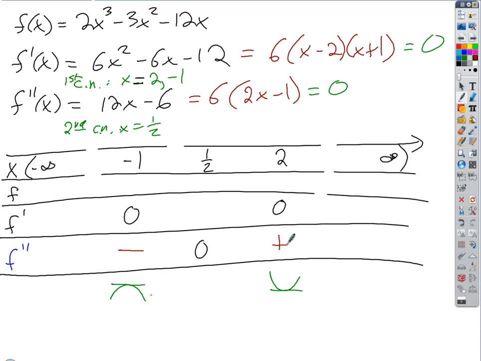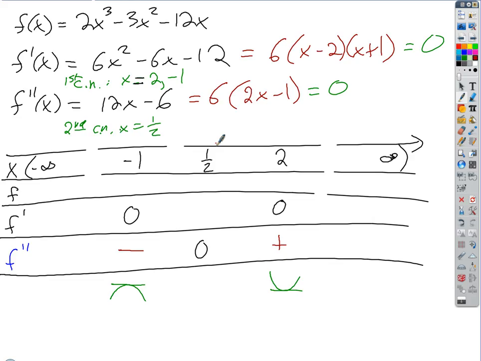Okay. Now, we killed about 4 birds with 1 stone there because look what we also did. When we checked the signs of the second derivative around this second derivative critical number, we found out that the second derivative is transitioning from negative concavity to positive concavity. So what is happening at this point? It's an inflection point.